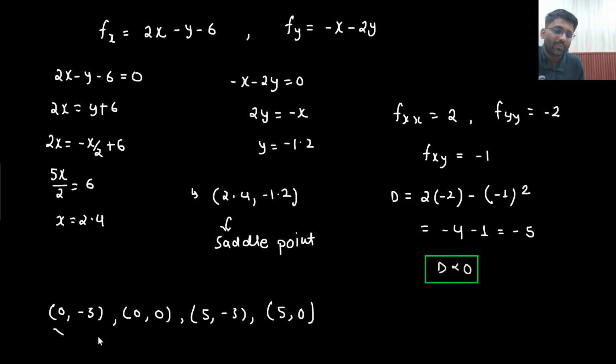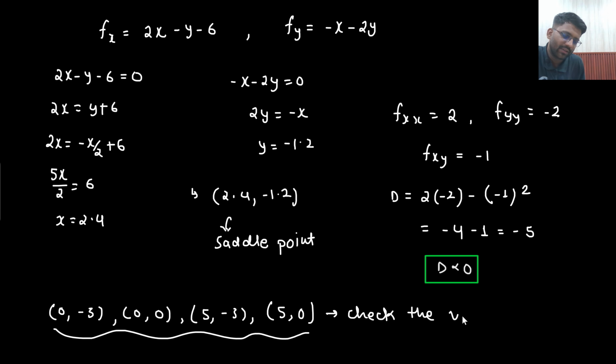Along with that, some other points will also come. So at these 4 points, check the values. Check the value of fxy. At these points, you need to check the values of fxy. Okay. Along with that, other points will be there. What all other boundary points would be there? So let's talk about the other boundary points. What will be the other boundary points?